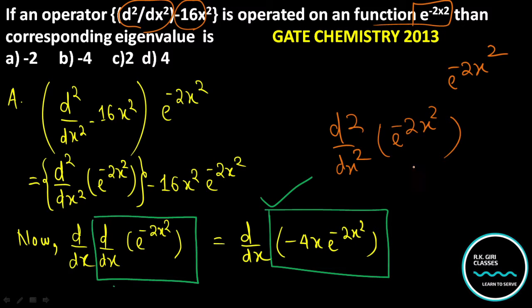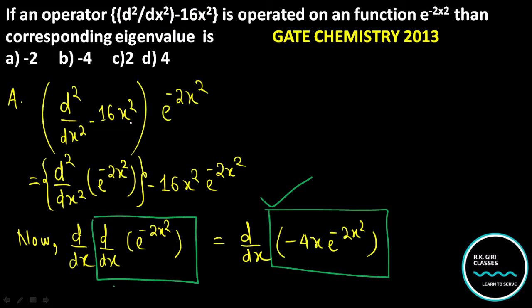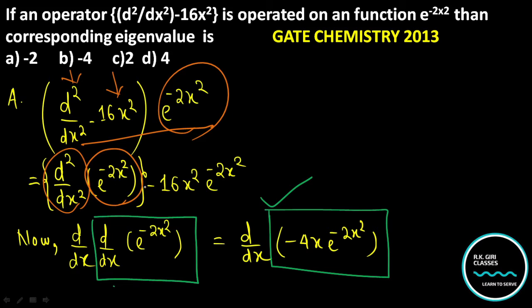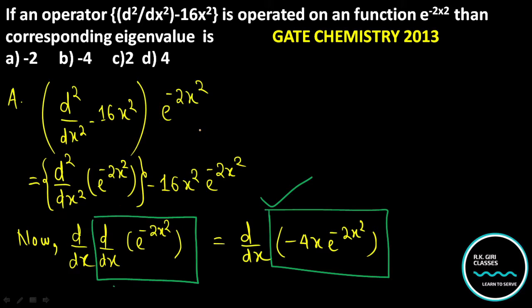We can do it the shortcut way or the usual method, but personally I suggest you use the shortcut method because in the examination we don't have much time. Okay, so now coming to the opening of this bracket, that is d square by dx square minus 16x square with e to the power minus 2x square. That is d square by dx square of e to the power minus 2x square minus 16x square e to the power minus 2x square.